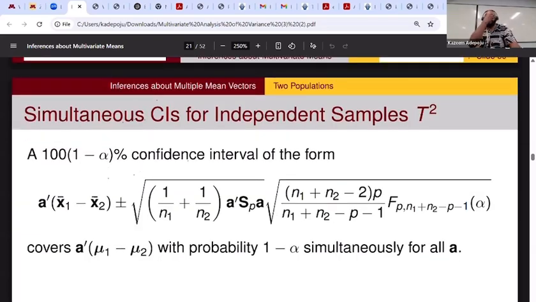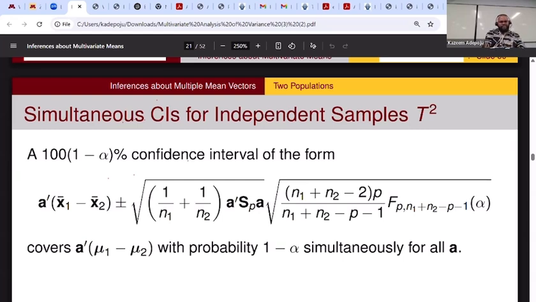Now, I told you the statistical inference that we conduct comes in two versions. One, hypothesis testing. The second one, the confidence interval. Now, this is the simultaneous confidence interval. Some of you may be wondering, why are we interested in confidence intervals?